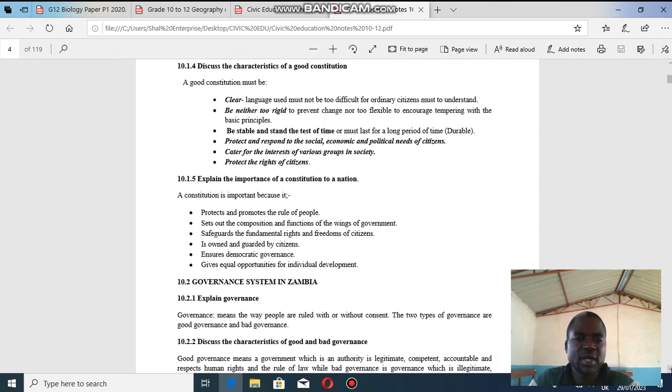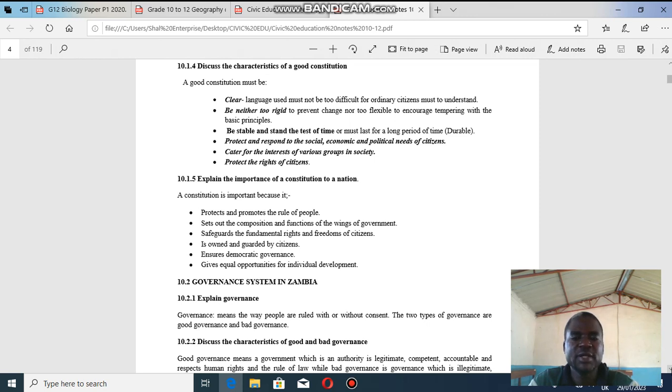To ensure democratic governance: if there is no constitution, there will be dictatorship, people who wield too much power. Give equal opportunities for individual development. You should have opportunities to go to school, to pursue whatever you want, and so forth. Safeguard the fundamental rights and freedoms. It should protect the right to life. No one should kill. That's why when someone kills, the person has to be tried in the courts of law and, if found guilty, sentenced to a prison sentence.